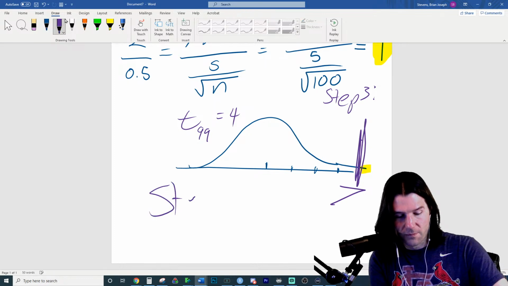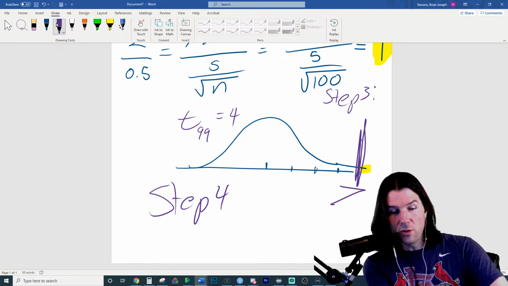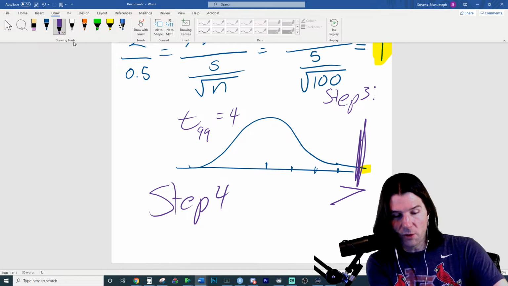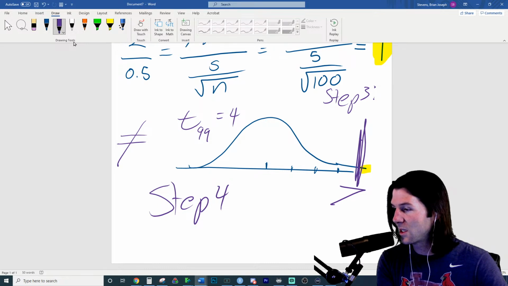Step 4. What are we going to do right here? Reject the null. When it's two-tailed is when we have the does not equals alternative. If we did the does not equals alternative, that's when it would be two-tailed. Does that make sense, Bailey?